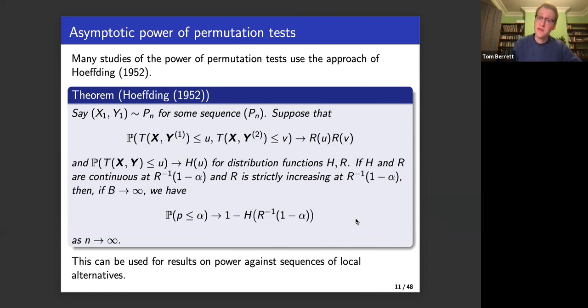One nice byproduct of this actually is that often you can see that the asymptotic power of the permutation test is the same as the asymptotic power of a test that knows exactly what the null distributions of the data are and uses those to come up with the critical value for the test. So this is a very interesting result.